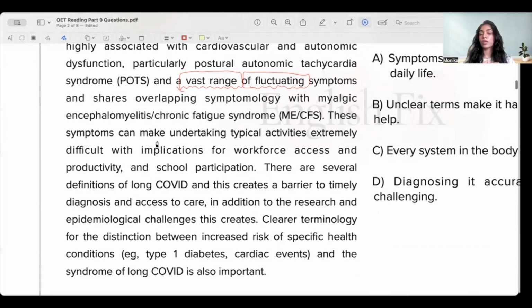Then I see these symptoms can make, what happens because of one? Well, because of one can make undertaking typical activities extremely difficult. So what typical activities are they talking about? Everyday activities like workforce access, productivity, and school participation. So this basically talks about the impact on life. So impact on life is also not good. That's also bad. So this is the second thing they have talked about.